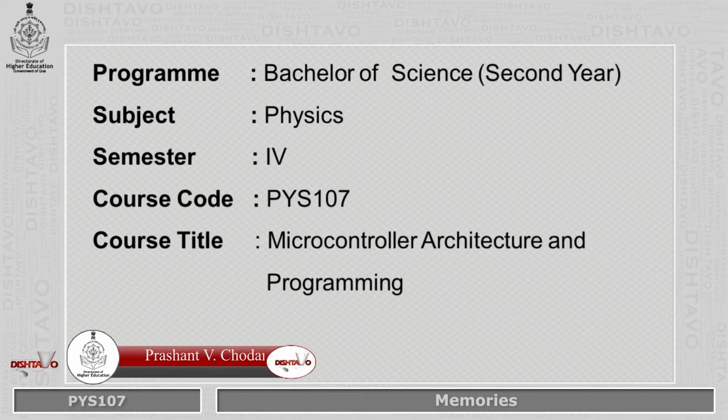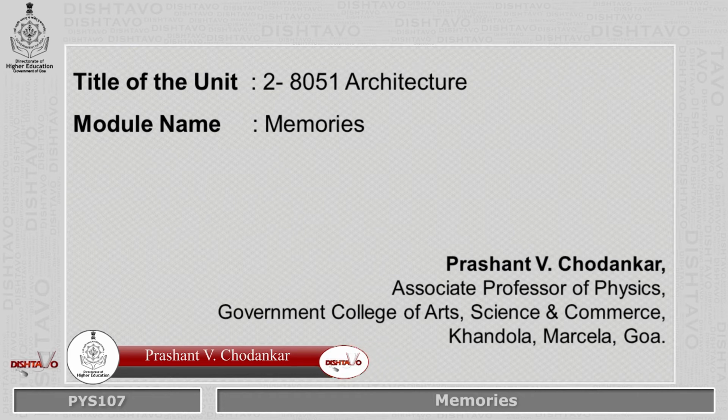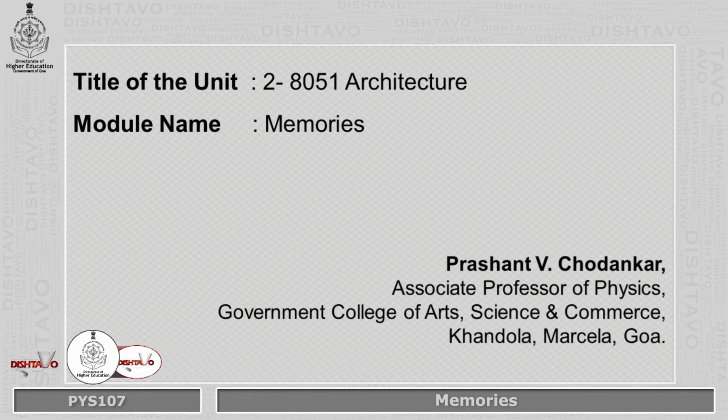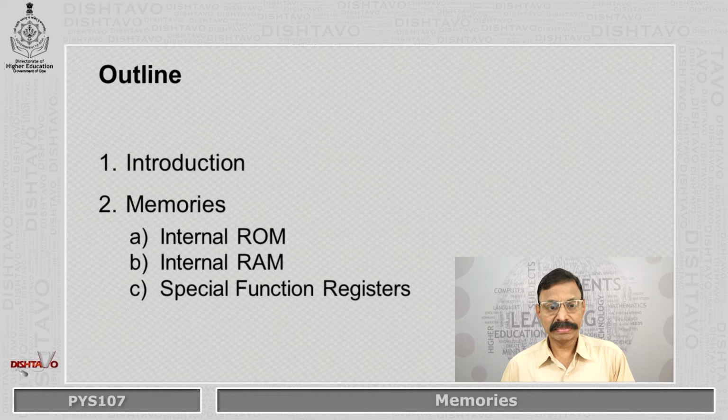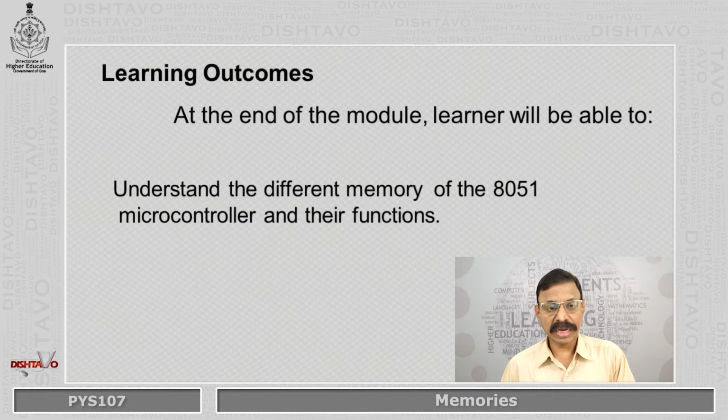Course title is Microcontroller Architecture and Programming. Name of the module is Memories. Outline. The outcome of the learning.